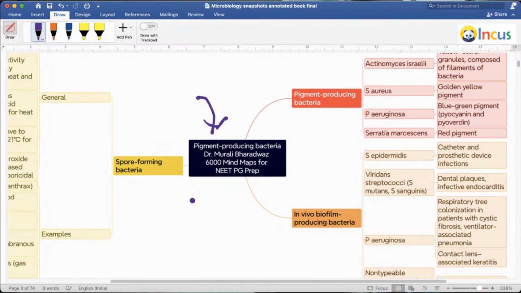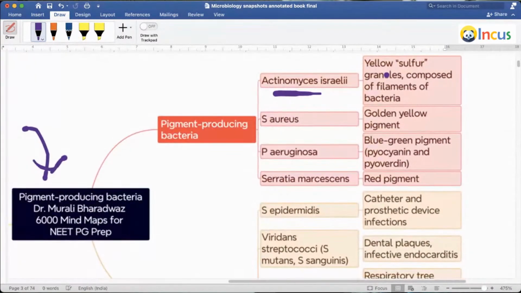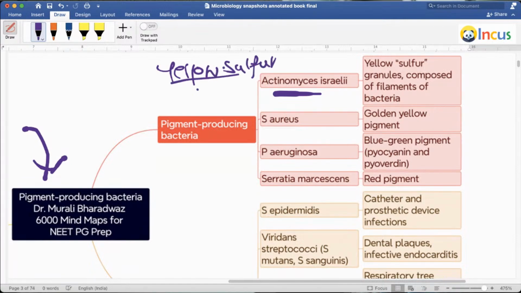Pigment producing bacteria. Actinomyces israelii produces yellow sulfur granules. Very classical thing is yellow sulfur granules. And Actinomyces israelii are the filaments of the bacteria.